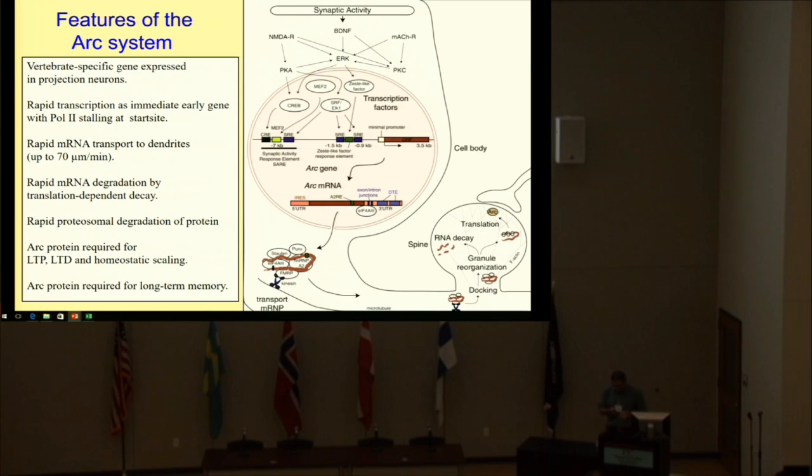Okay, and I'd like to turn now to Arc. Which is, to us, a highly intriguing specialized system for information encoding in the vertebrate brain. It's hair-triggered. Arc is expressed in projection neurons in vertebrates. The Pol II is stalled on the start site, so very rapid transcription. The messenger RNA, a good portion of it, is super rapidly trafficked out into dendritic processes.